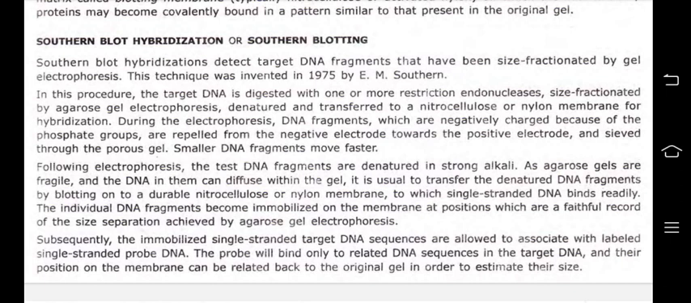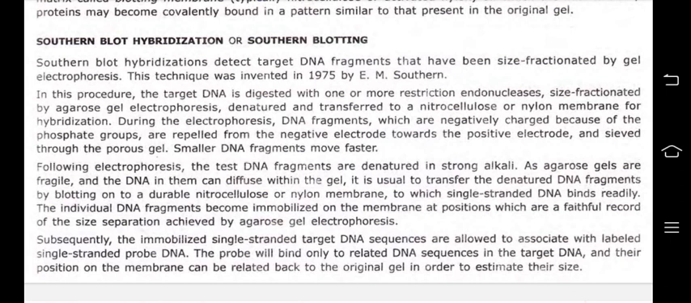In this procedure, the target DNA is digested with one or more restriction endonucleases, size fractionated by agarose gel electrophoresis, denatured and transferred to a nitrocellulose or nylon membrane for hybridization. During the electrophoresis, DNA fragments, which are negatively charged because of the phosphate group, are repelled from the negative electrode towards the positive electrode and sieved through the porous gel. Smaller DNA fragments move faster.